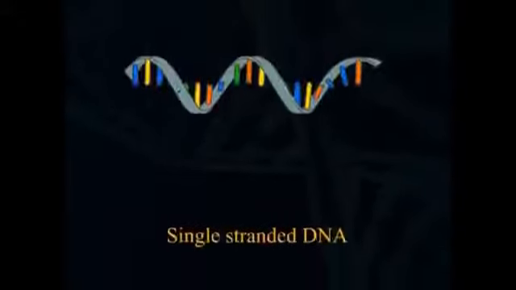Now let us come to single-stranded DNA. Almost all the organisms contain double-stranded DNA except a few viruses such as bacteriophage φX174, which consists of single-stranded circular DNA. It becomes double-stranded only at the time of replication.